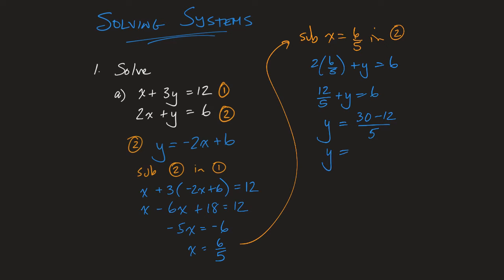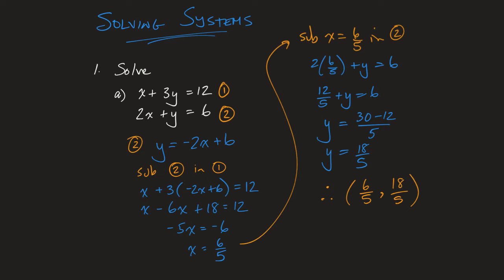Okay, I can clean it up. There's my 18/5, and I have now solved my system. The only thing left to do is to actually state my solution. So I state my values always in alphabetical order, and there we go.